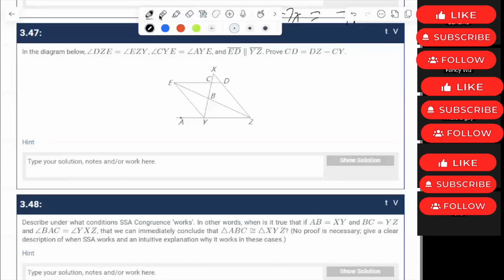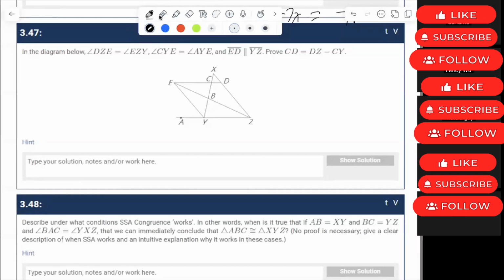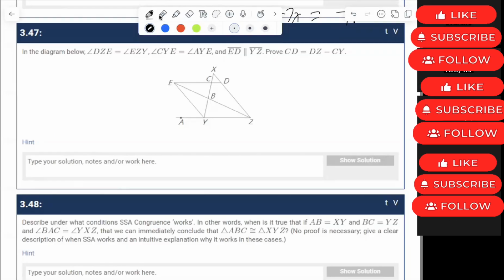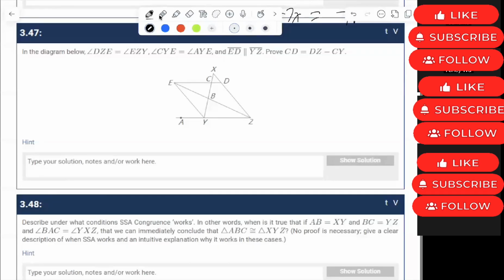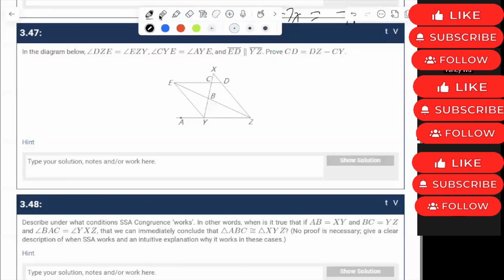All right, let's get started with this question now. So basically, how will we approach this? We want to prove that CD is equal to DZ minus CY. But how is this possible? How can we come along to do this? Well, one way to think about this is we're replacing sides. That's a very key important part.